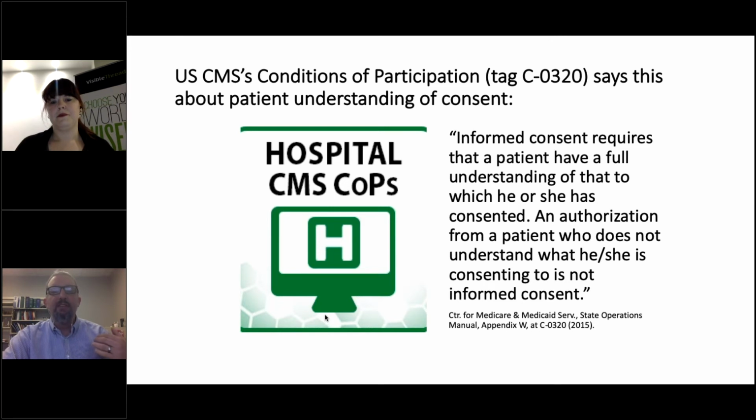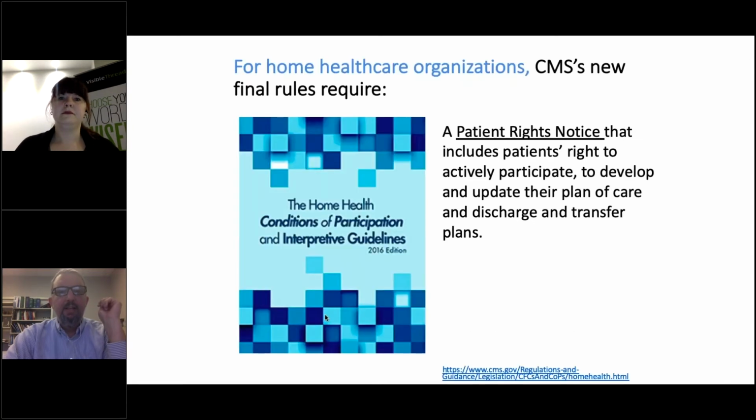One of those is this: informed consent requires that the patient have a full understanding of that to which he or she has consented. An authorization from a patient who does not understand what he or she is consenting to is not consent. And we know from the statistics that a lot of people do not understand informed consent, yet that's a requirement under some of the conditions of participation. So how about the next one?